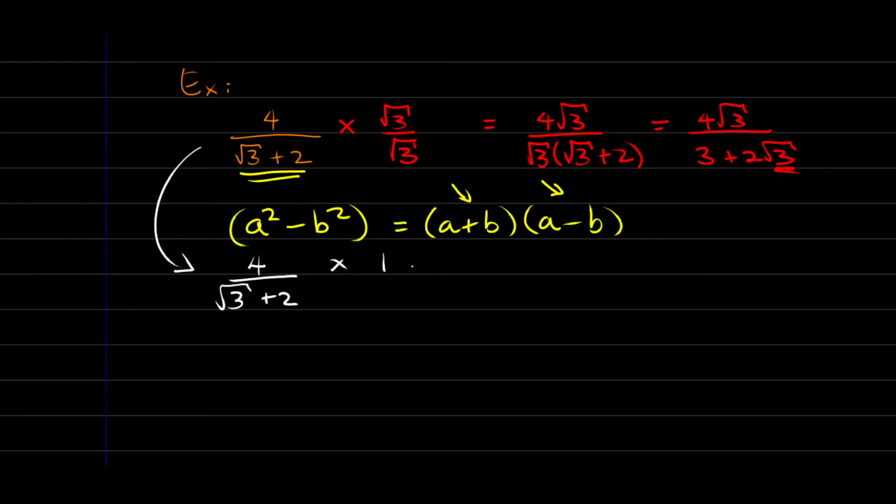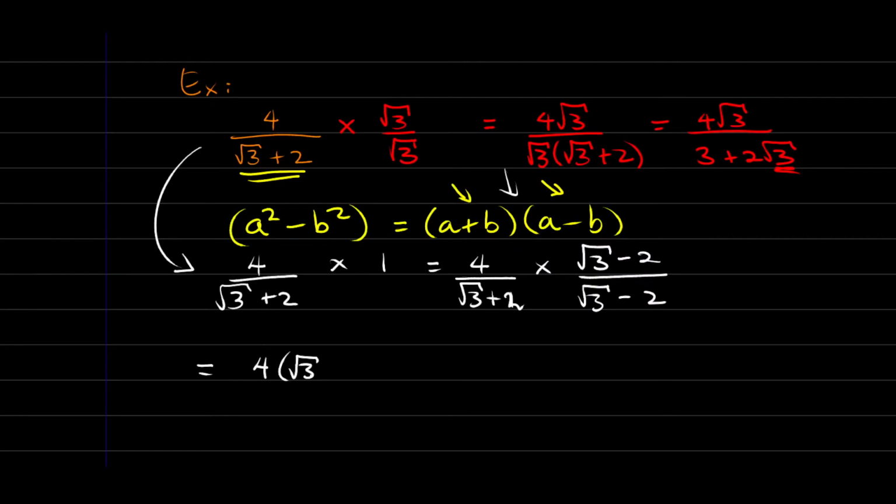If we multiply by a convenient form of 1, what is the convenient form of 1 that we're going to multiply by? Root of 3 minus 2 all over root of 3 minus 2. So we're going to use this, as I said. Notice that this here becomes the square of each one. So once I have this, it's going to be equal to 4 into the root of 3 minus 2 divided by root of 3 squared minus 2 squared.